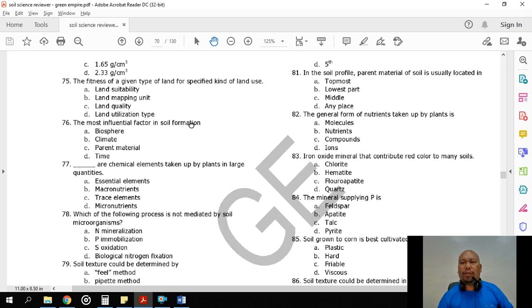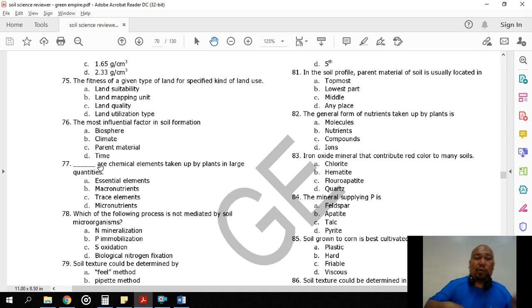Number 75. Fitness of a given type of land for specified kind of land use. Land suitability, land mapping unit, land quality, land utilization type. It makes sense, it's land suitability. All the rest are weird terms, only used now, but we could still use them. But I would go for land suitability. This is what's called land suitability mapping, for jackfruit for example. This is suitable for this and that. Okay? So a specific kind of land use.